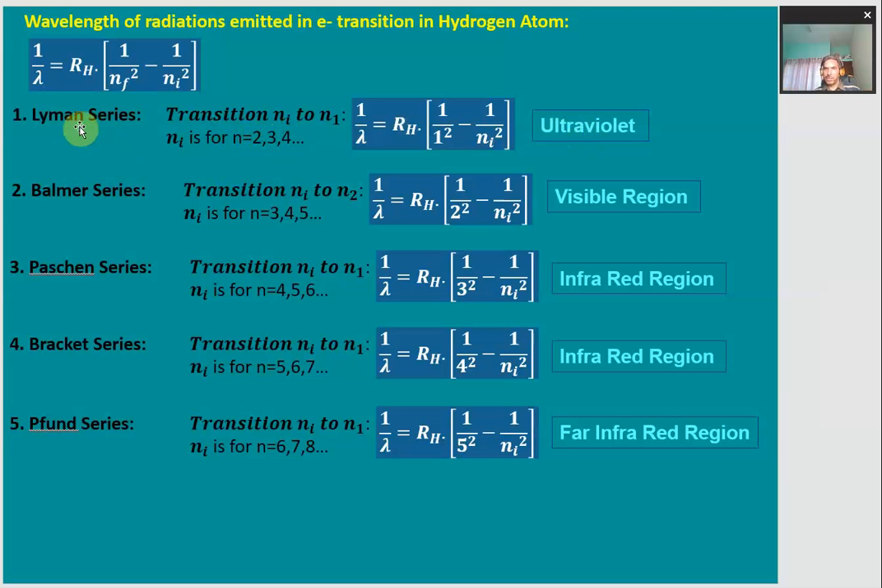So these are called the Lyman series. All these radiations are called to be lying in the Lyman series. Similarly, if the transitions are taking place to the second energy level, for which n is equal to 2, right? For which n is equal to 2.